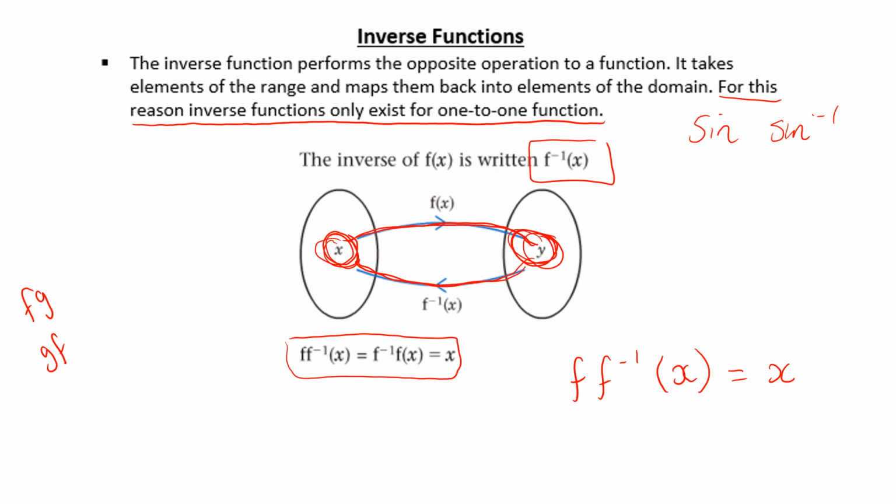You have to be able to go round and round in circles. If you've got a many-to-one function, then starting from an input you might get an output, but then from an output you might not get back to the same input, and then you might not go round and round in that cyclic motion. So inverse functions only exist for one-to-one functions.